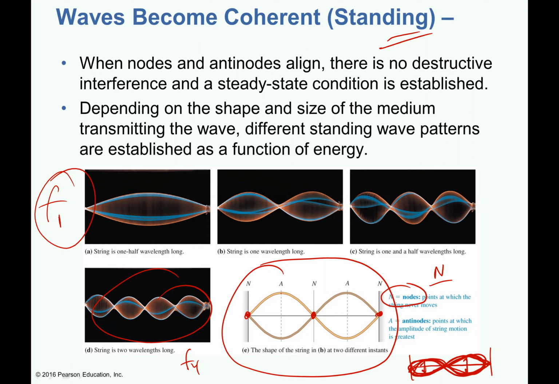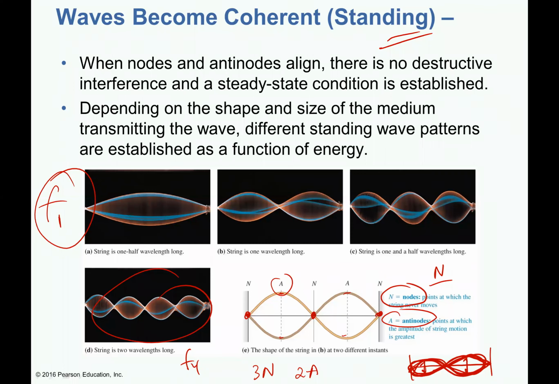Then the maximum displacement is known as the antinode. So you can see A is for the antinode, the points at which the amplitude of the string is the greatest. That means, for example, here we have 3 nodes and 2 antinodes.